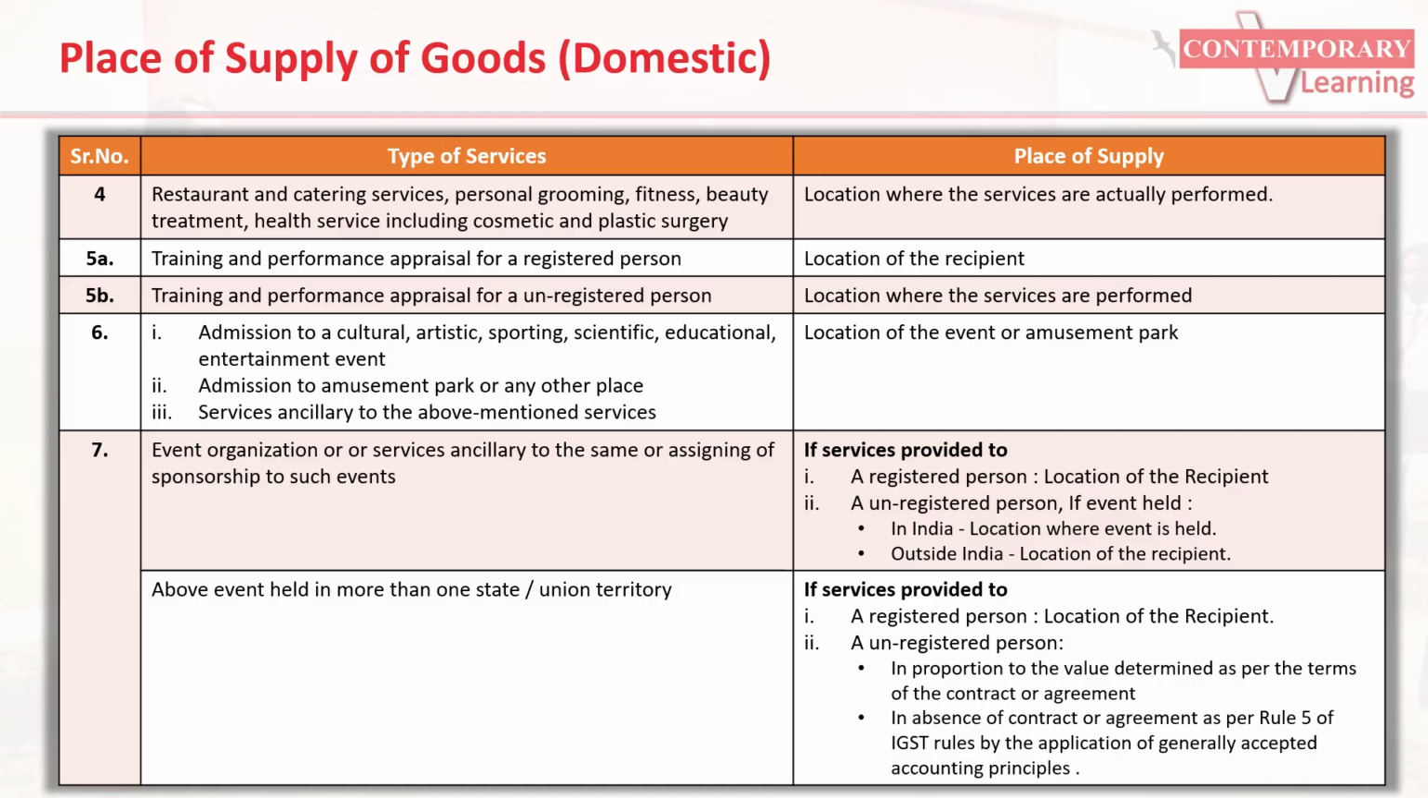Entertainment services follow the consumption principle. Admission to cultural, artistic, or sporting events, amusement parks, or entertainment venues are taxed where the event or venue is located. Event organization has nuanced rules. For registered recipients, it's their location. For unregistered recipients, if the event is in India, it's where the event is held. If outside India, it's the recipient's location.